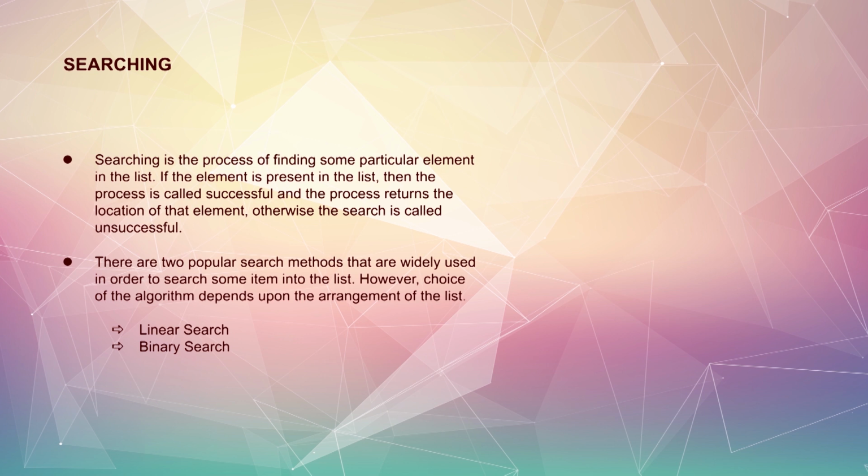There are two popular search methods that are widely used in order to search some item in a list. However, the choice of the algorithm depends upon the arrangement of the list. The two approaches are called linear search and binary search. First, we discuss linear search.